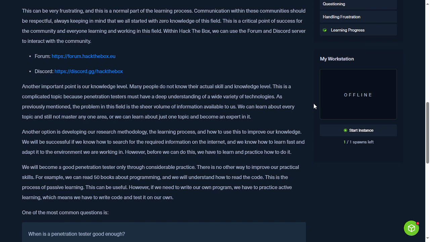Another important point is our knowledge level. Many people do not know their actual skill level and knowledge level. This is a complicated topic because penetration testers must have a deep understanding of a wide variety of technologies. As previously mentioned, the problem in this field is the sheer volume of information available to us. We can learn about every topic and still not master any one area, or we can learn about just one topic and become an expert in it.